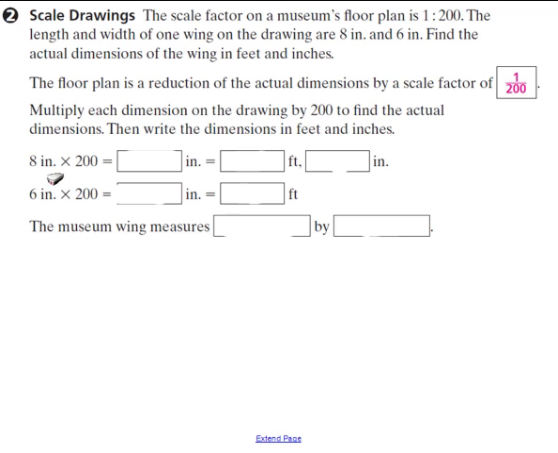The actual dimensions are 200 times the floor plan dimensions. It says the length is 8 and the width is 6, so we take each of these and multiply by 200. But it does say to give our answer in feet and inches, so we're going to divide by 12 inches to get 133 feet and 4 inches for the length and 100 feet for the width. So the wing measures 133 feet, 4 inches by 100 feet.